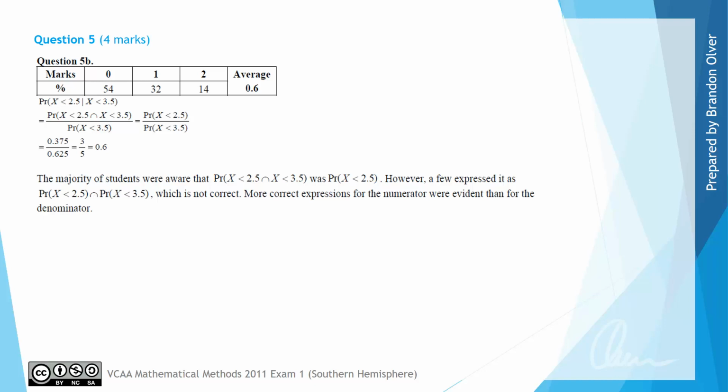So from the examiner's report we can see that this question was again challenging for students, with only 14% of students getting both marks for this question. And the report goes on to state that the majority of students were aware that the probability of x being less than 2.5 intersecting x is less than 3.5 was the probability of just x is less than 2.5. However, a few students did express it as this, which is not correct and not acceptable in an exam. More correct expressions for the numerator were evident than for the denominator.